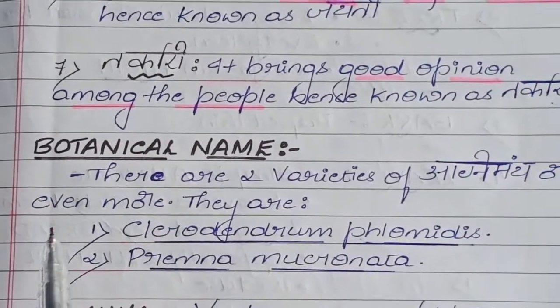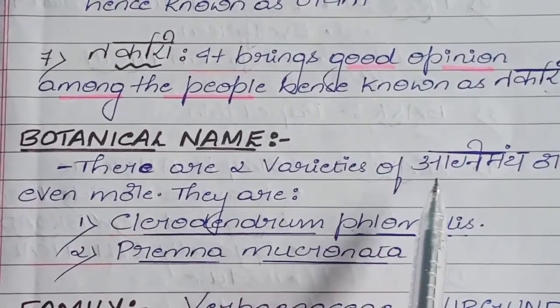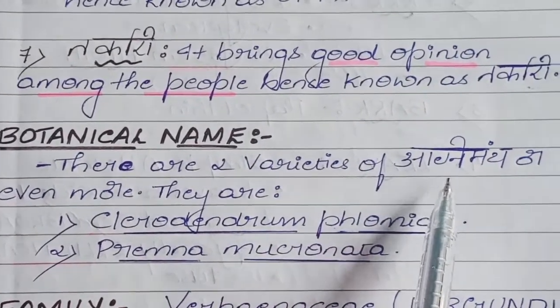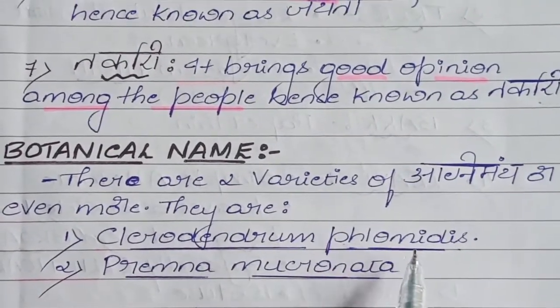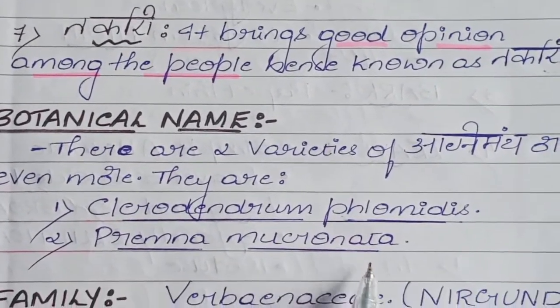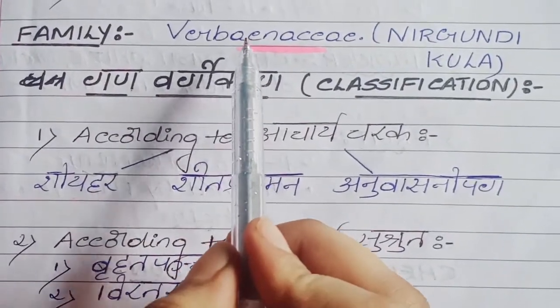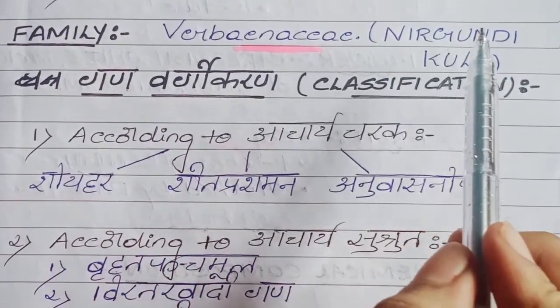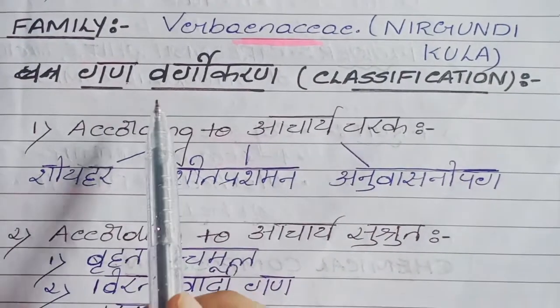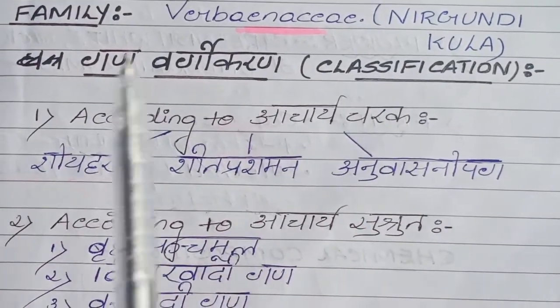Coming to its botanical name, there are two varieties of Agnimantha mentioned. They are Clerodendron phlomidis and Premna mucronata. Coming to its family, it belongs to family Verbenaceae, that is Nirgundi kula. Ganavargikarana, or classification of the drug.